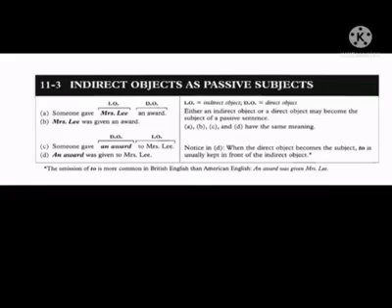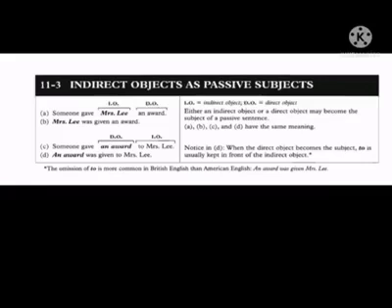Someone gave Mrs. Lee an award. Mrs. Lee was given an award. Indirect object, direct object. Either an indirect object or a direct object may become the subject of a passive sentence. A, B, C, and D have the same meaning. Someone gave an award to Mrs. Lee. An award was given to Mrs. Lee.